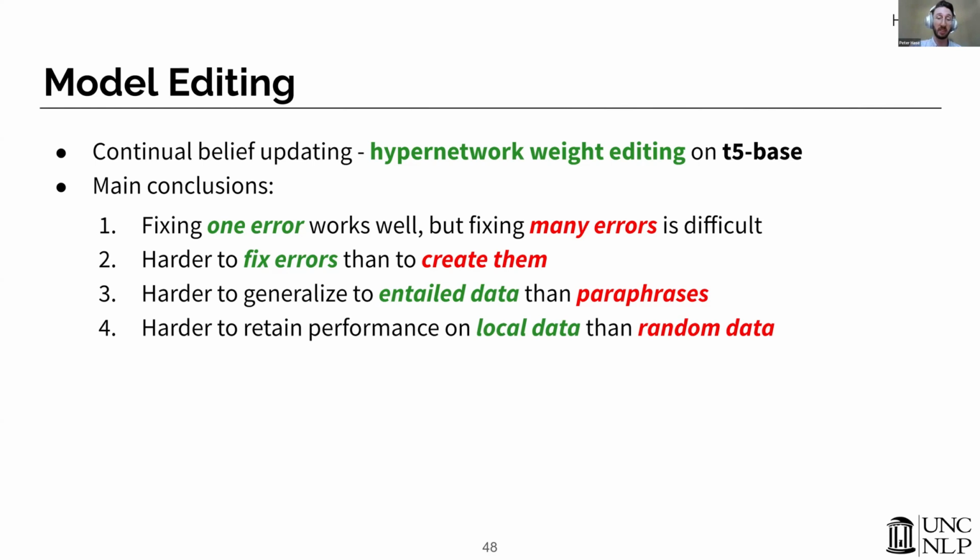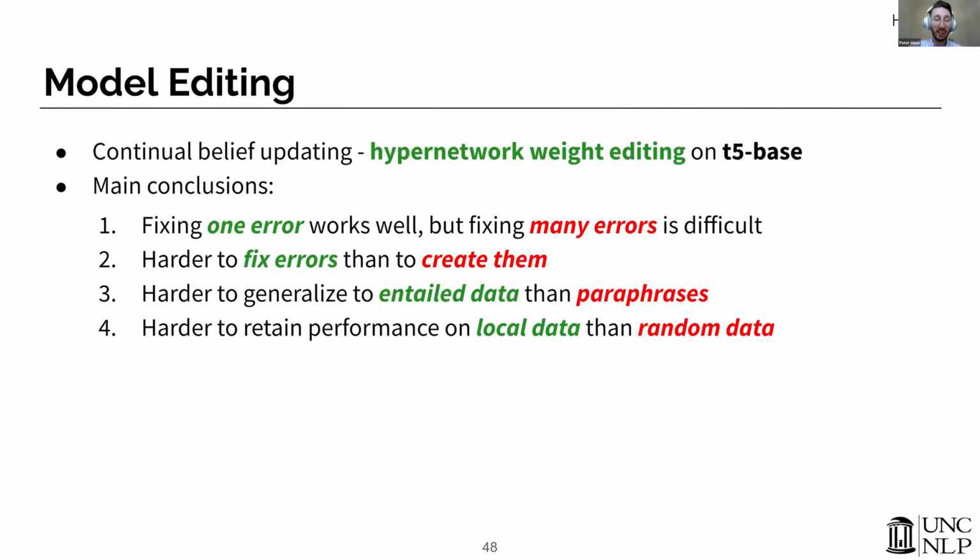Next, it was harder to retain performance on local data than random data. This is important because when we're updating our models, we don't want to damage them too much. We don't want to mess up a lot of other knowledge in the model. If we're updating the model's knowledge about vipers, we don't want to do more harm than good. Right now, updating one fact about one entity often causes some incidental damage to the model's beliefs, particularly beliefs that involve the same concepts.